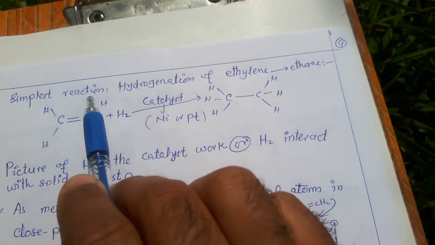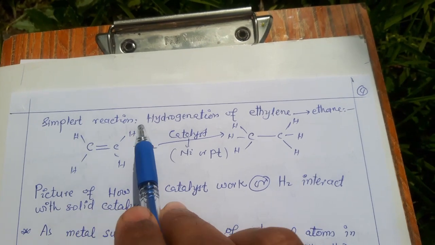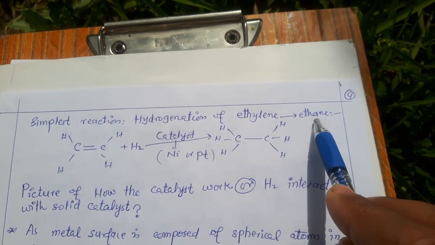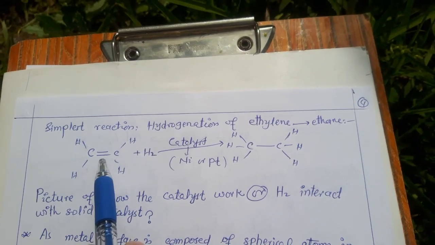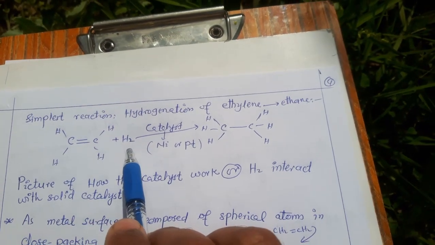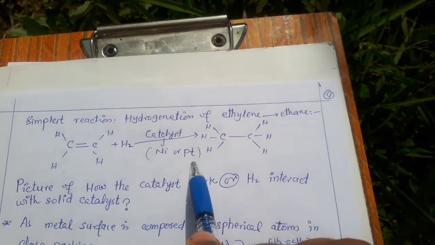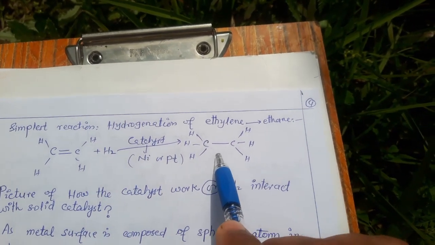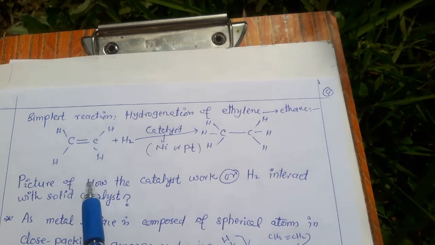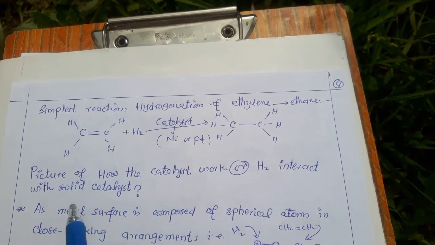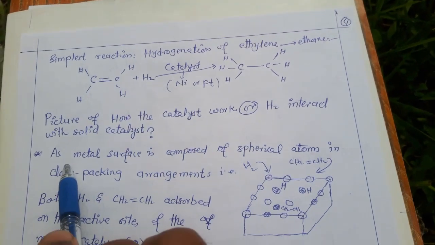The simplest example of a hydrogenation reaction is the reaction of hydrogen with ethylene to make ethane. So ethylene is treated with hydrogen in the presence of a catalyst. The catalyst is nickel or platinum, most commonly. So we have ethane. Here is a picture of how hydrogen interacts with the solid catalyst.